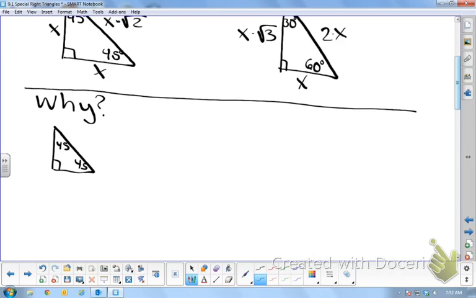I don't know any of the sides. Mathematically, what do we call something we don't know? An unknown. And when we have an unknown, what do we usually label it? X.